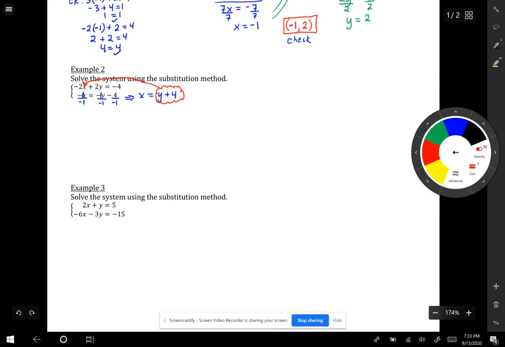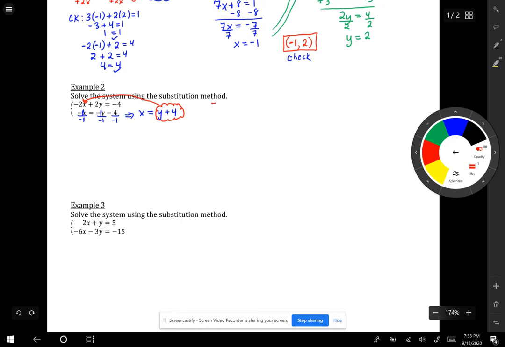So we're going to replace that x with the y plus 4. So -2 times (y plus 4) plus 2y equals -4. Distribute, so -2y, a -2 times 4 is -8, plus 2y equals -4. We want to combine like terms before we do anything else because these are alike. -2y plus 2y is 0y, they cancel. So just cross them out.